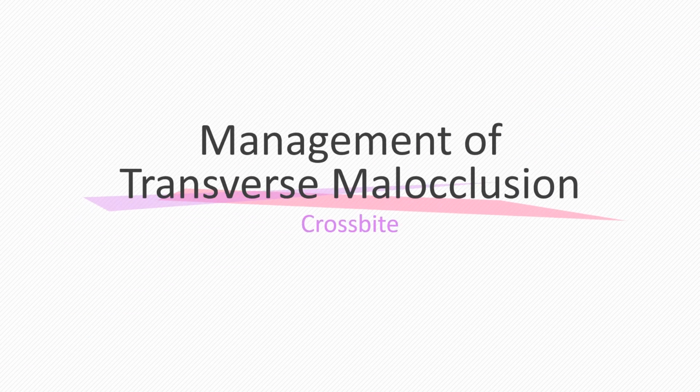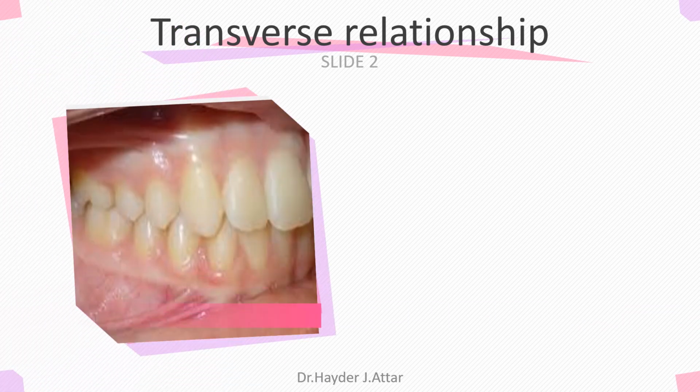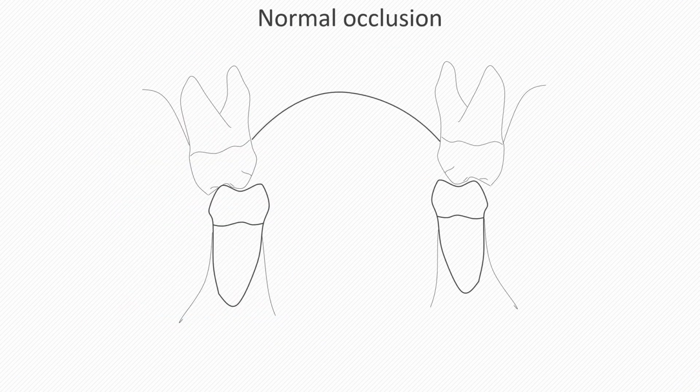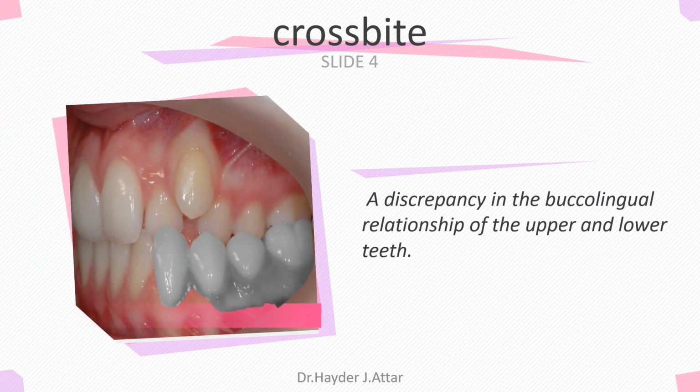Management of transverse malocclusion, crossbite. In normal occlusion, the transverse relationship includes the transverse relationship of the posterior mandibular teeth to the maxillary posterior teeth. In normal occlusion, the buccal cusps of the mandibular posterior teeth occlude to the lingual slope of the maxillary posterior teeth. So the crossbite represents any discrepancy or deviation in the buccal-lingual relationship of the lower teeth to the upper teeth.